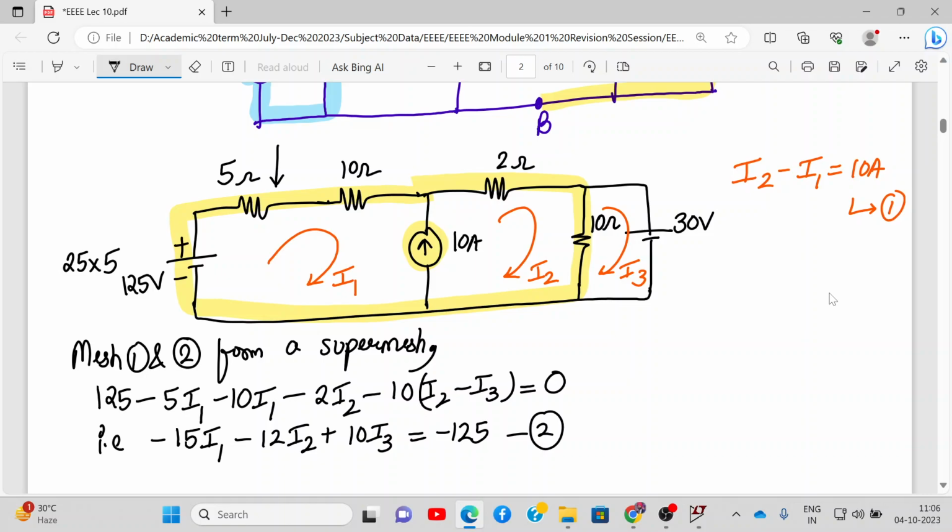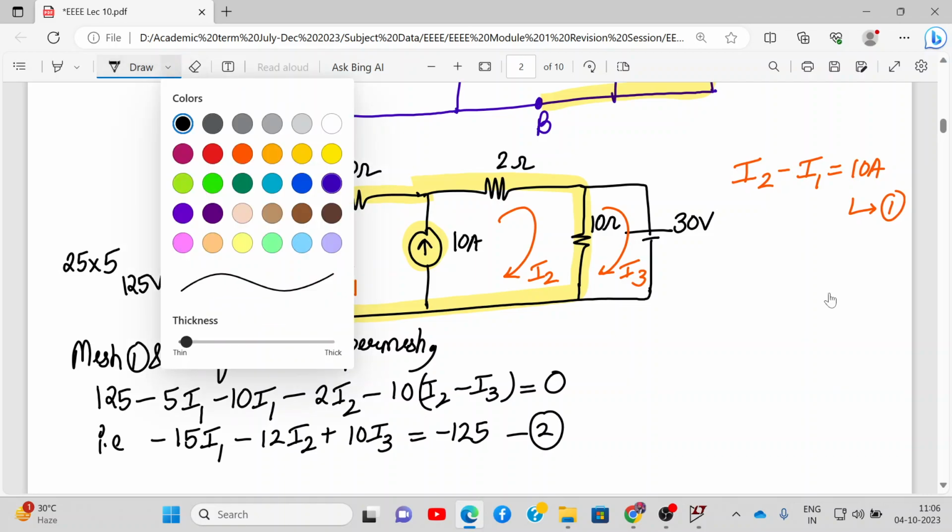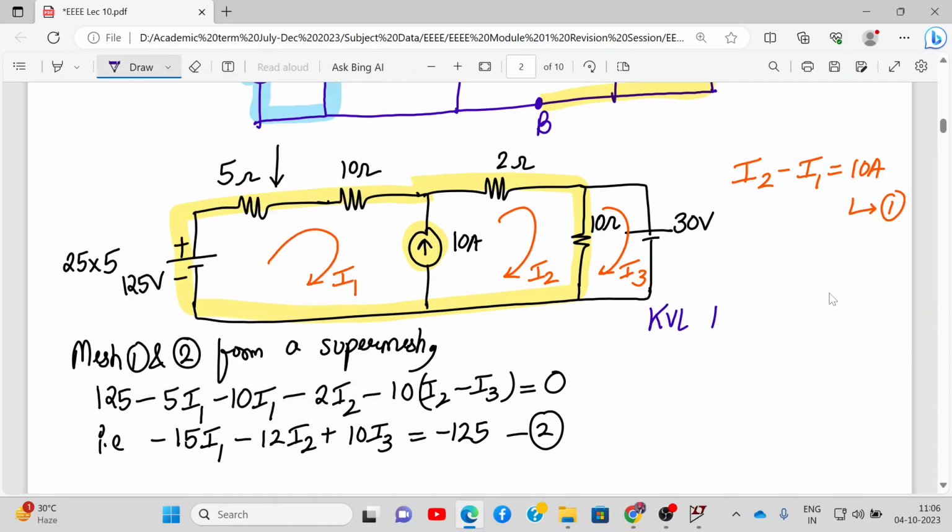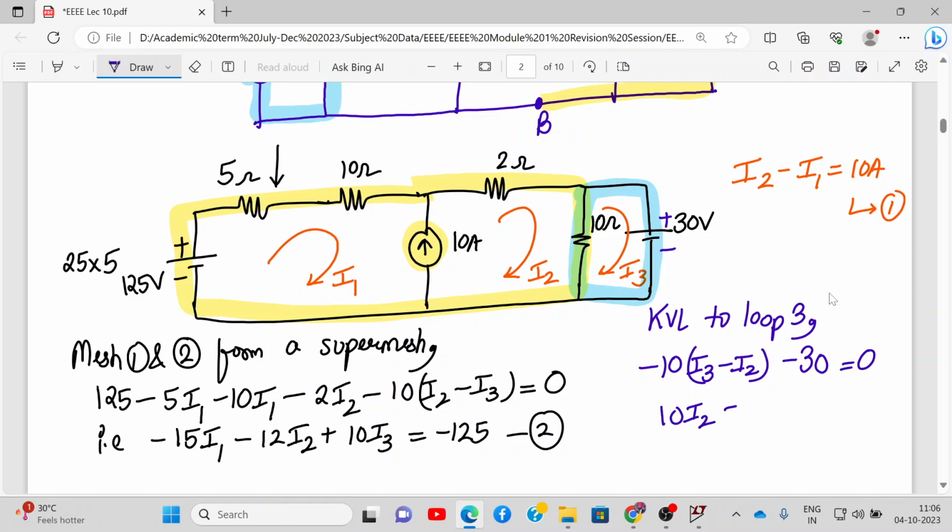Then we can apply a normal KVL to loop number 3 or mesh number 3. So we can write over here KVL to loop 3. So this is my loop 3 over here. Let me mark it the blue color one. This is loop number 3. So we need to apply the KVL over here. So it will be minus 10 I3 minus I2. Then we are going from positive to negative, so here it will be minus 30 is equal to 0. So what do we get? 10 I2 minus 10 I3 is equal to 30. This becomes equation number 3.